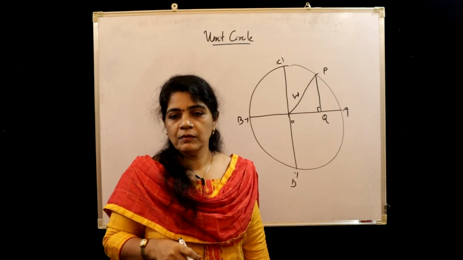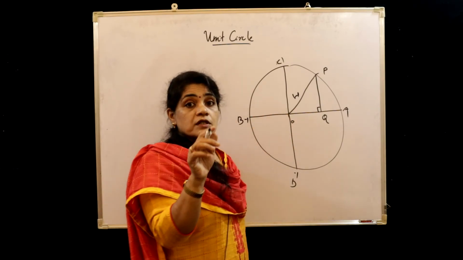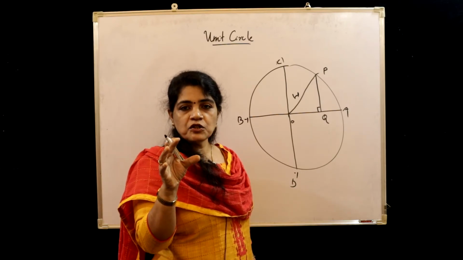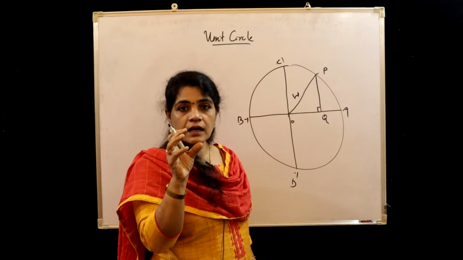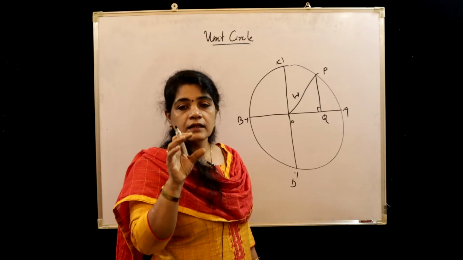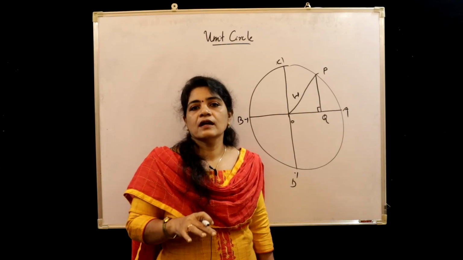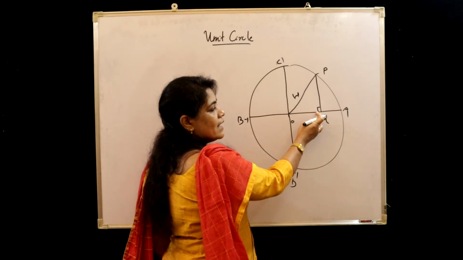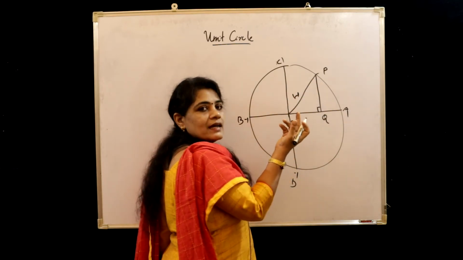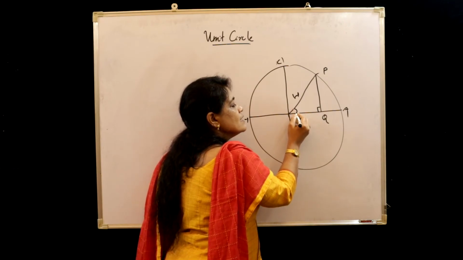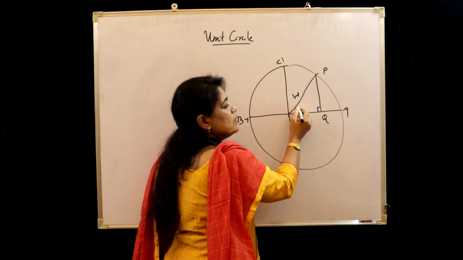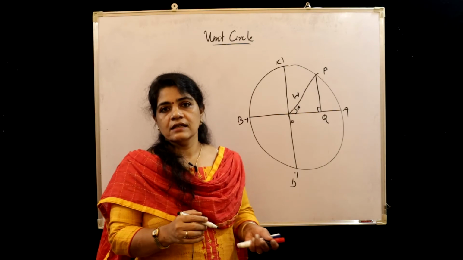Let us see how that can be done. In order to define a trigonometric ratio, you have to mark an acute angle. The trigonometric ratio is defined for the acute angle. So other than this 90, you can mark either O or P as the acute angle. I am marking this O as the acute angle and its measurement is theta.